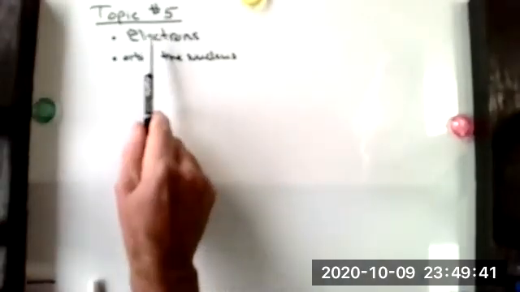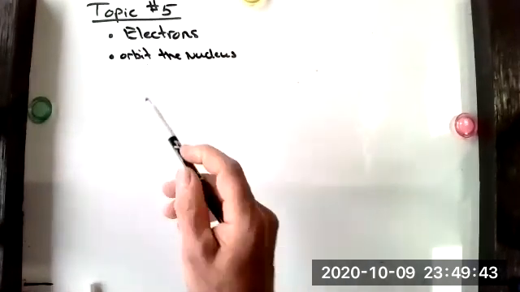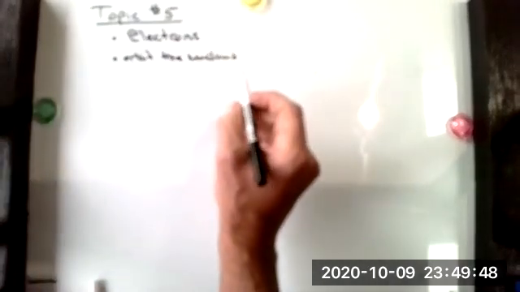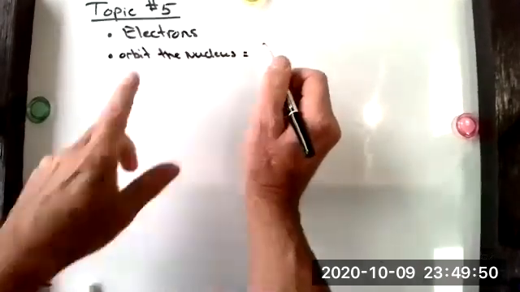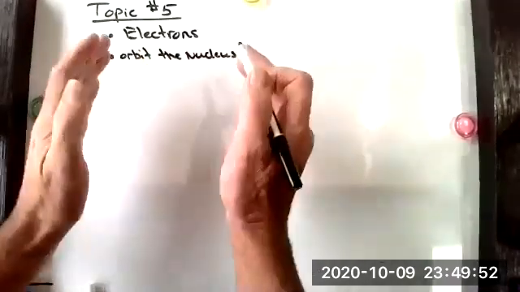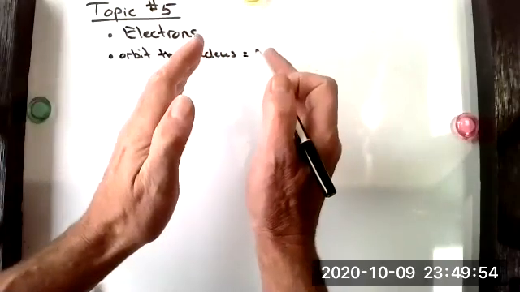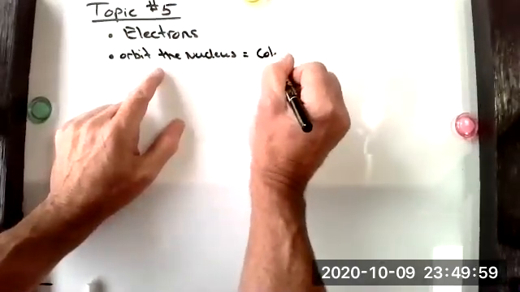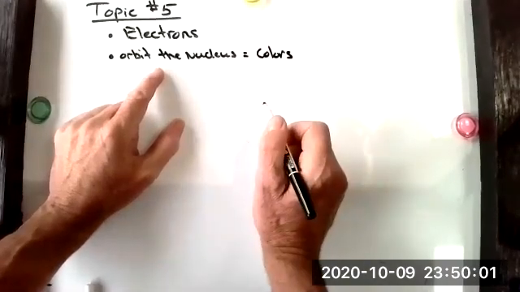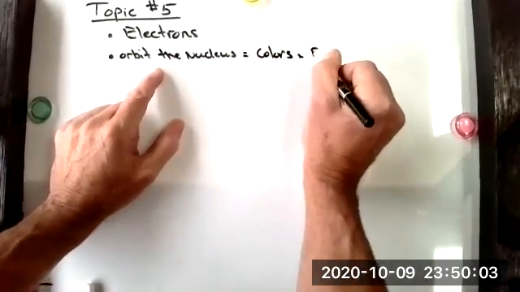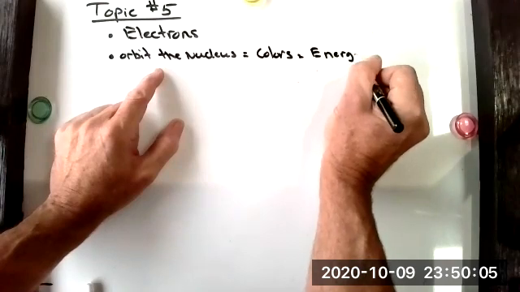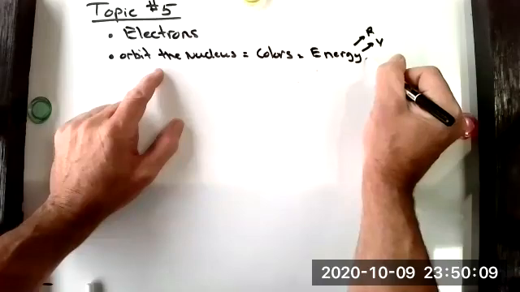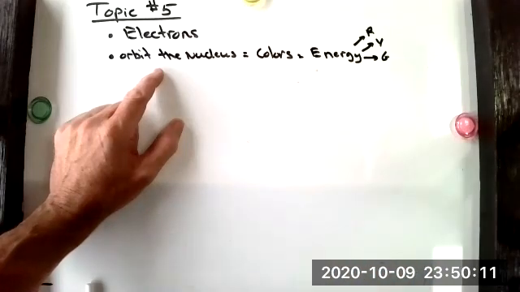So you know that electrons orbit the nucleus. Well, based on that experiment you just watched in that YouTube video, the orbits seem to have special areas. Because what they did is they found those colors that were produced, and those colors are related to energy. The red light, the yellow light, the green light that you observed.